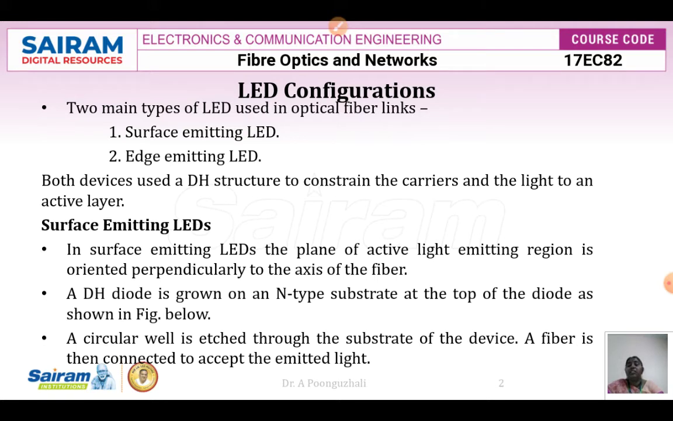In this case the double heterojunction diode is grown on an N-type substrate. In this N-type substrate we etch a circular well through the substrate of the device. The fiber is connected in this circular well so that the emitted light can be passed efficiently into the fiber.